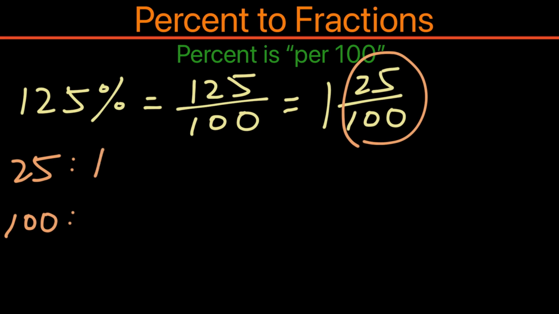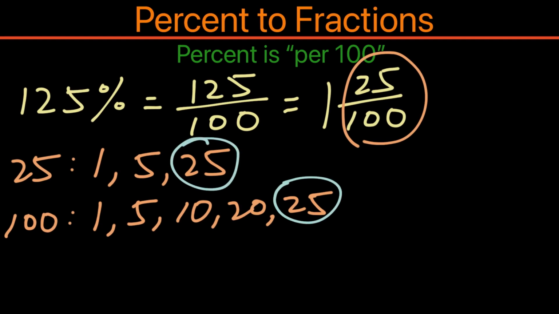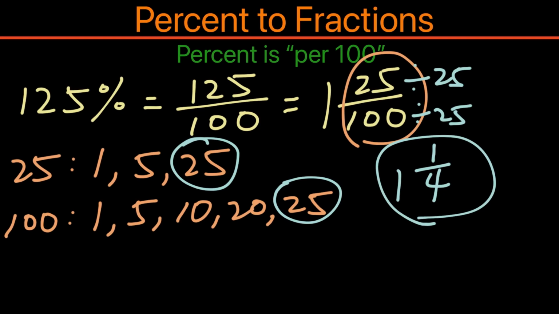So for 25, we have 1, 5, 25. For 100, I have 1, 5, 10, 20, 25. And here we can see 25 is the greatest common factor. So we can divide 25 here and 25 here. And that gives us 1 and 1/4. And therefore, 125% is equivalent to 1 and 1/4.